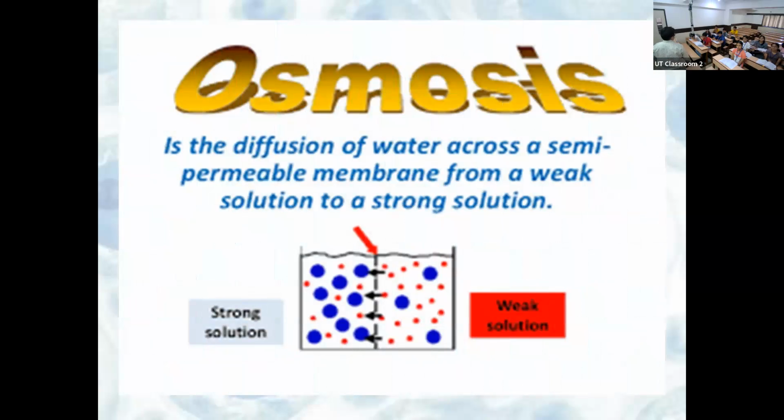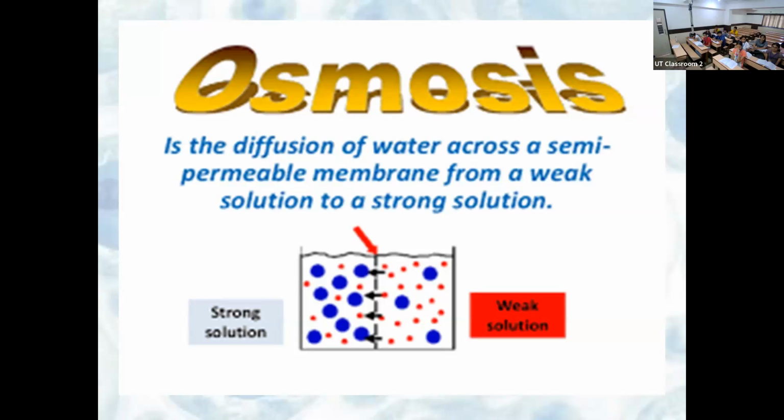Now, osmosis is the diffusion of water across a semi-permeable membrane from a weak solution to a strong solution. Now, what do you mean by this? It is the diffusion of water. When I say diffusion, matlab kya? Higher concentration to lower concentration. So it's the movement of water molecules from its higher concentration to its lower concentration across a semi-permeable membrane.